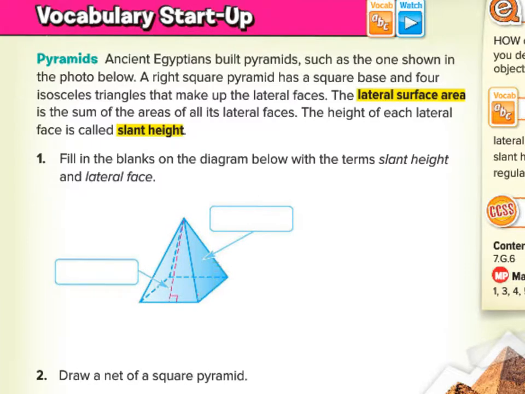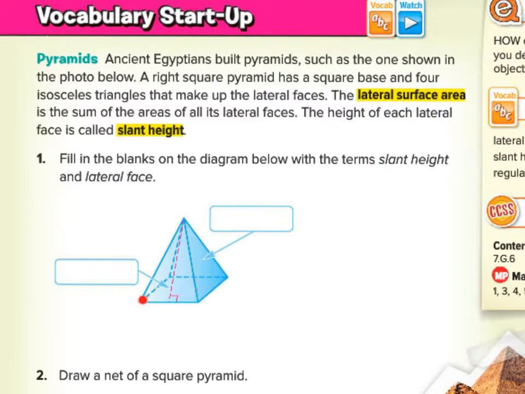Now remember, isosceles triangle means 2 angles are equal and one is different, one is separate. You can see that these isosceles triangles, the bottom angles are congruent, while the top angle where the vertex is different. They have a square base and 4 isosceles triangles that make up the lateral faces. The lateral faces are these side faces, okay? These are lateral faces. The lateral surface area, okay?